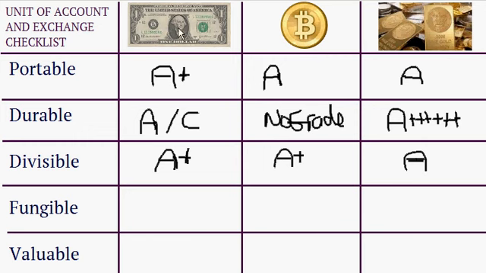Fungibility. Everyone knows what the US dollar looks like, and the numbers are all the same. Same thing with Bitcoin. And as far as gold's concerned, you could almost say it's the same thing. You got the generic brands versus other government coined brands. But overall, an ounce of silver is an ounce of silver. An ounce of gold is an ounce of gold.